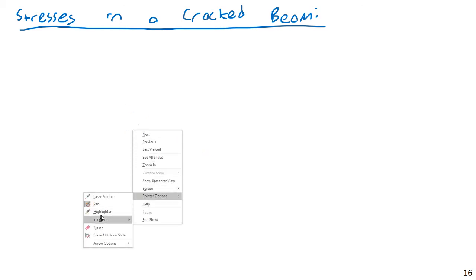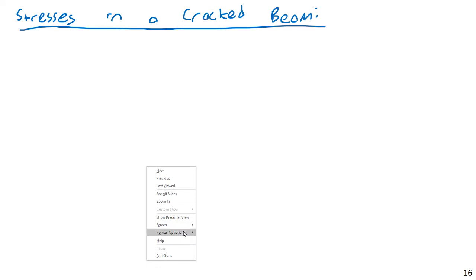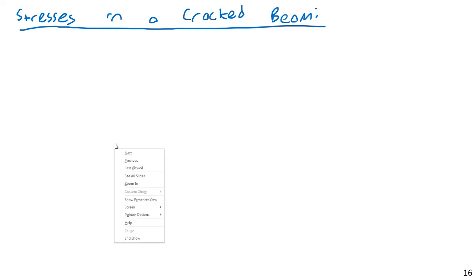Well, let's say you had a simply supported beam. Let's say I had a beam that was simply supported with a couple point loads on it. So something like this.